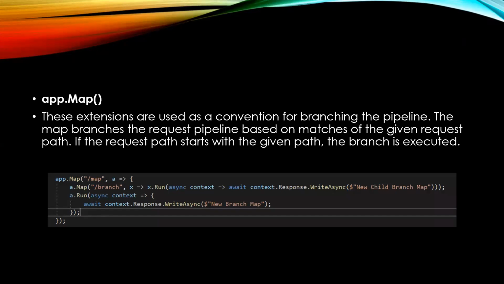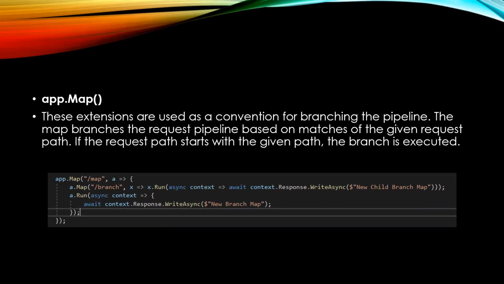For example, you could see here app.map. When you have a request path that starts with whatever you provided to the map, in this case it's /map, your URL with /map, this branch is executing. You could see the expected message, new branch map. And if you provide even more child branch, like /map/branch, in that case the new child branch gets executed.